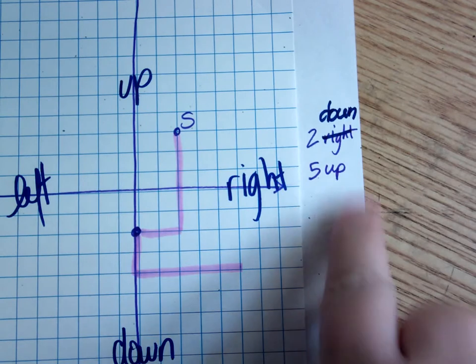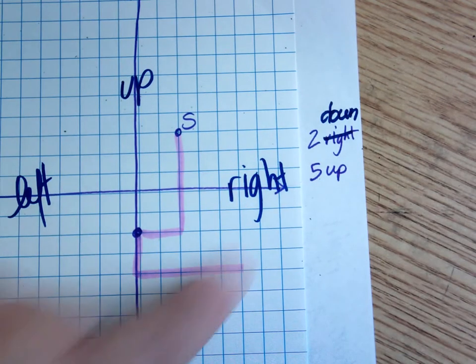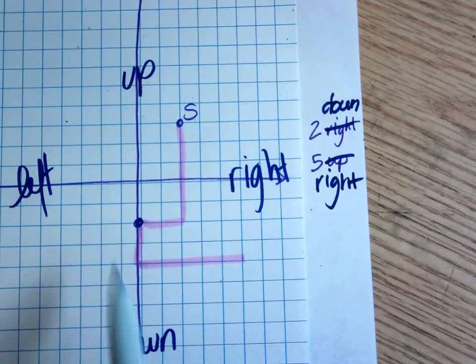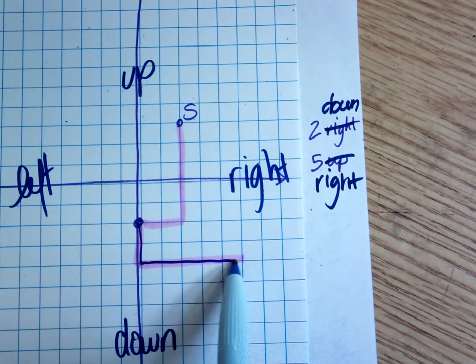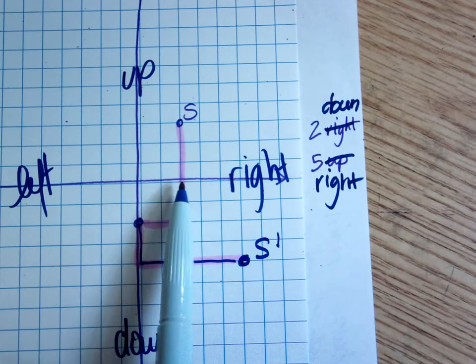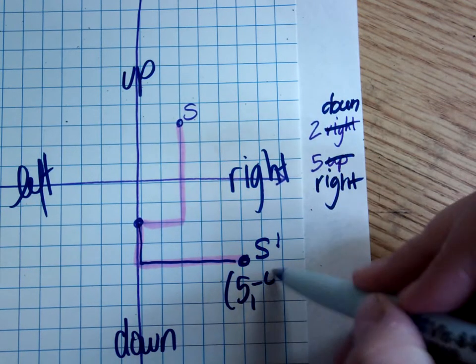270 from up, start here, 90, 180, 270. This becomes right. So I'm going to go 2 down and 5 right, which is exactly what happened here. And here is my image, S. So it's at 1, 2, 3, 4, 5, negative 4. Okay.